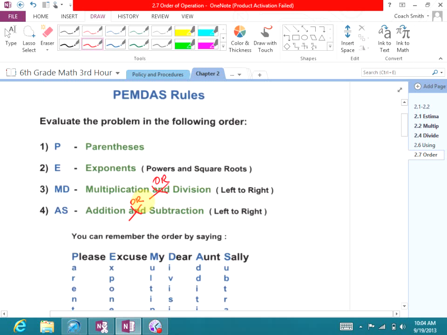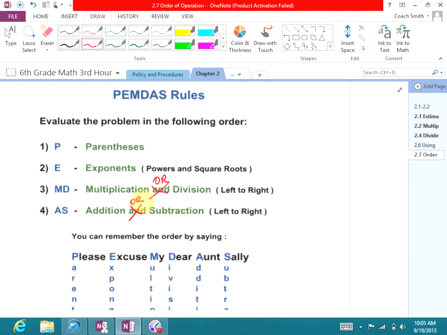A lot of people, when they see the word "and," think that I need to do multiplication and then division. That is not the case. It's whatever sign you run into first. When you're right here on this step, it's multiplication or division. Okay? And then your last step is addition or subtraction. And I'll show you some of that here in a second.